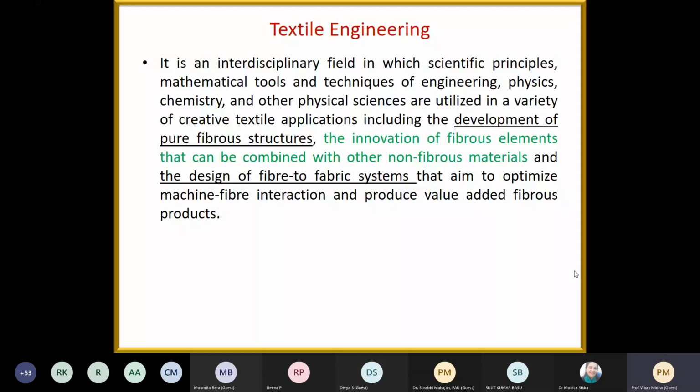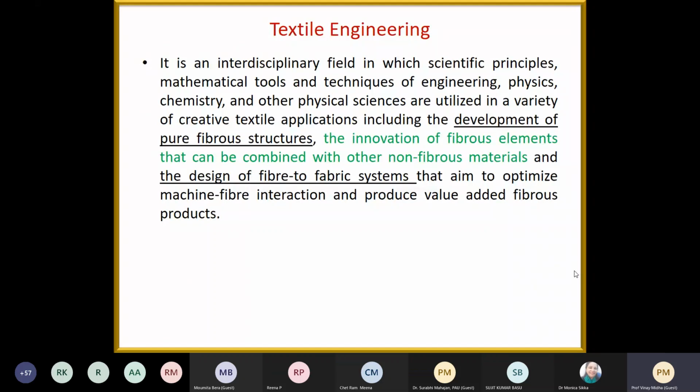In this interdisciplinary field, the scientific principles, mathematical tools, and techniques of engineering, physics, chemistry, and other physical sciences are utilized in a variety of creative textile applications. These include the development of pure fibrous structures or innovations of fibrous elements that can be combined with other non-fibrous materials, and the design of fiber-to-fabric systems that aim to optimize the machine-fiber interaction and produce value-added fibrous products.